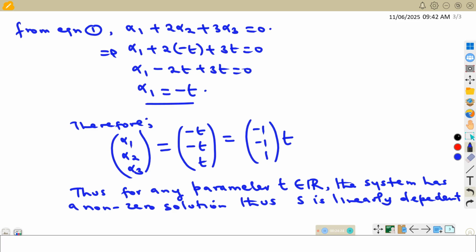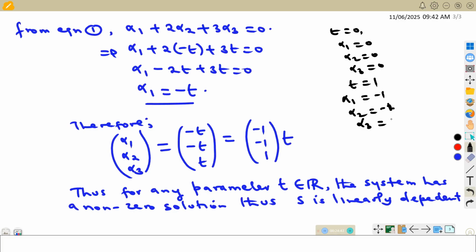I hope this one is okay. Because for any value of t, if you put t as 0, alpha 1 will be 0, alpha 2 will be 0, and alpha 3 will be 0. But t can also be 1. If t becomes 1, alpha 1 will be negative 1, alpha 2 will be negative 2, and alpha 3 will be a positive 1. So you realize that this is not the only solution.